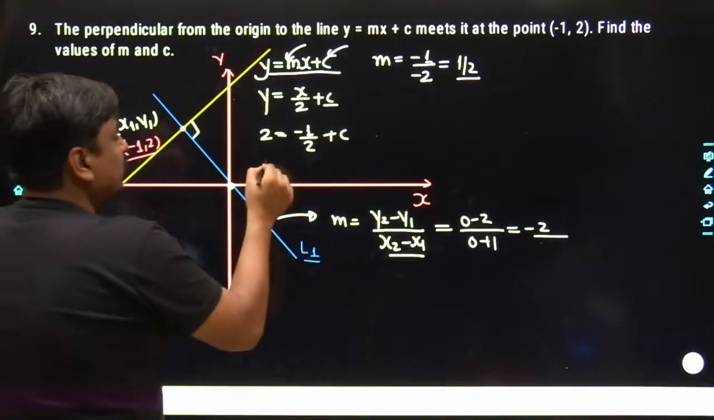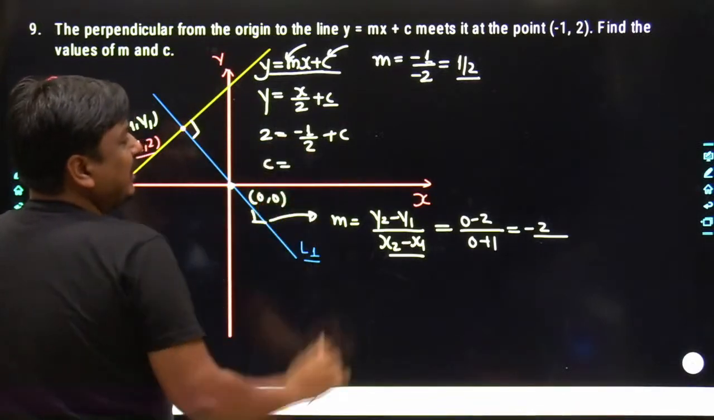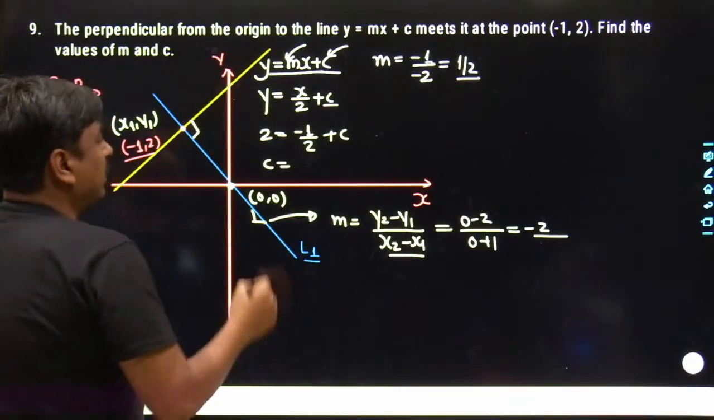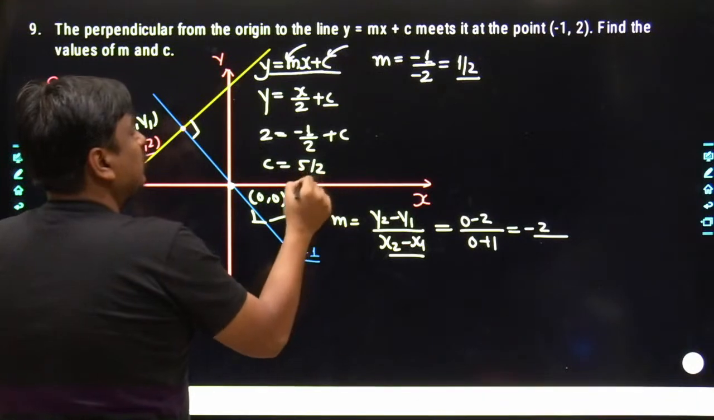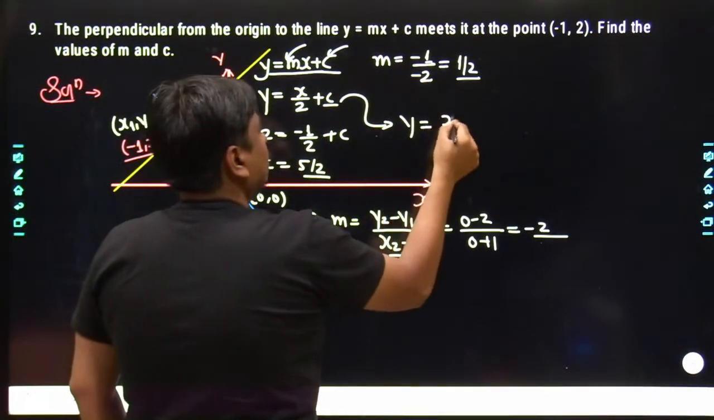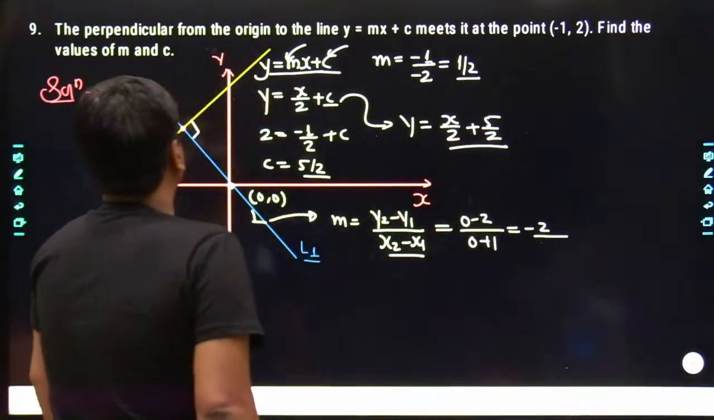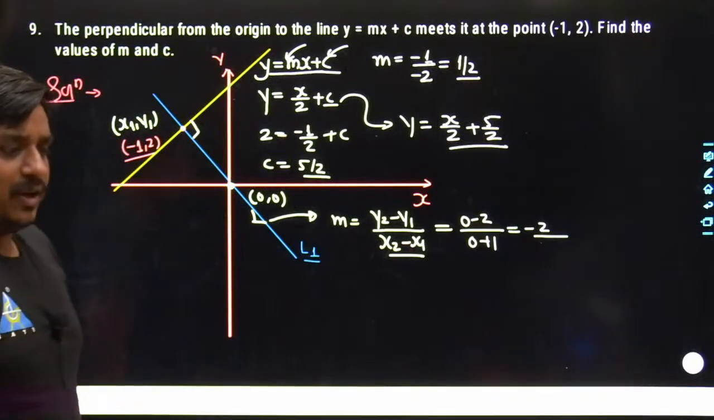So obviously minus 1 by 2 would get shifted towards the left hand side. The 2 was already there. The 2 would get added with the 1 by 2 and become 2.5, or 5 divided by 2. So the straight line you had is y equals x divided by √2 plus 5 divided by √2, and they would be perpendicular to each other at point -1, 2.